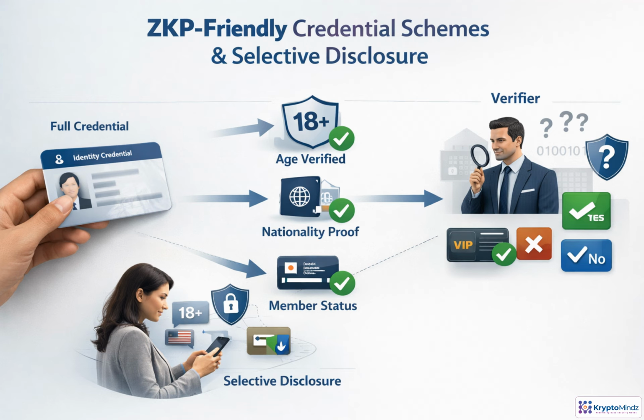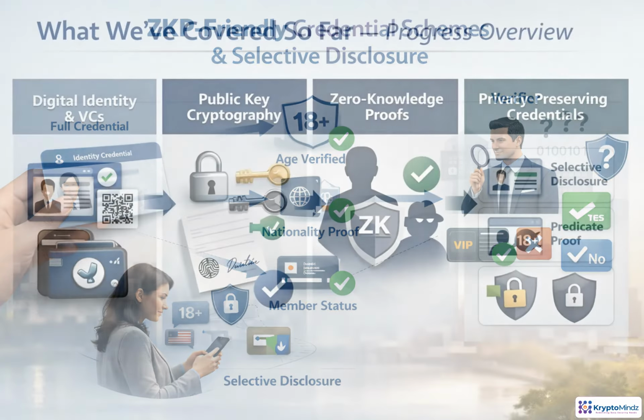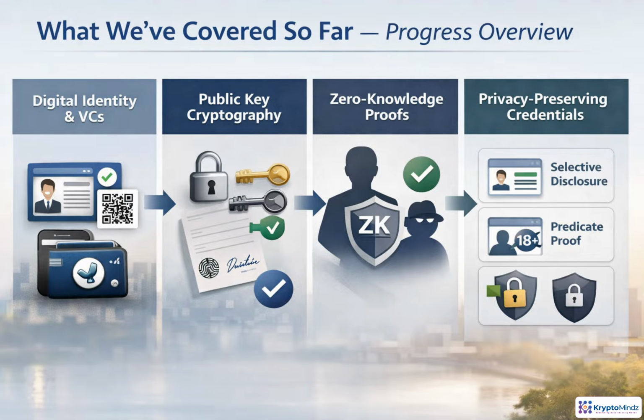A credential can prove a specific fact, like age, nationality, or membership, without exposing the full identity record behind it. zk-friendly schemes make this practical, so holders reveal only what a verifier truly needs. So far, we've covered digital identity, verifiable credentials, public key signatures, and the intuition behind zero-knowledge proofs. Now we'll connect those pieces to credential formats that support selective disclosure and private verification.